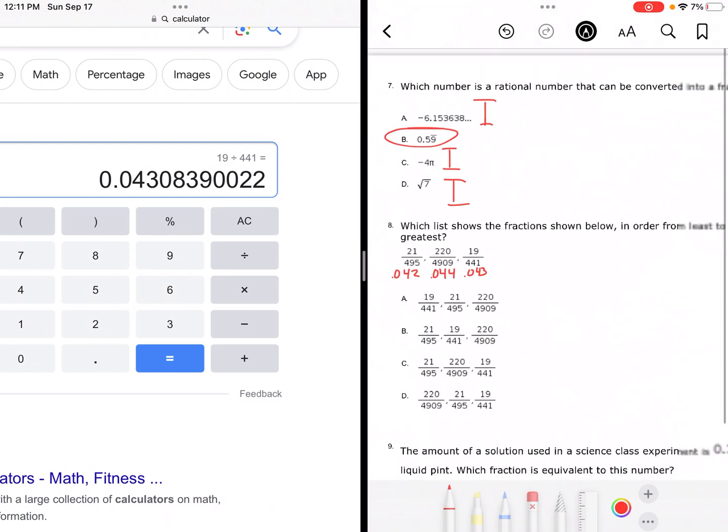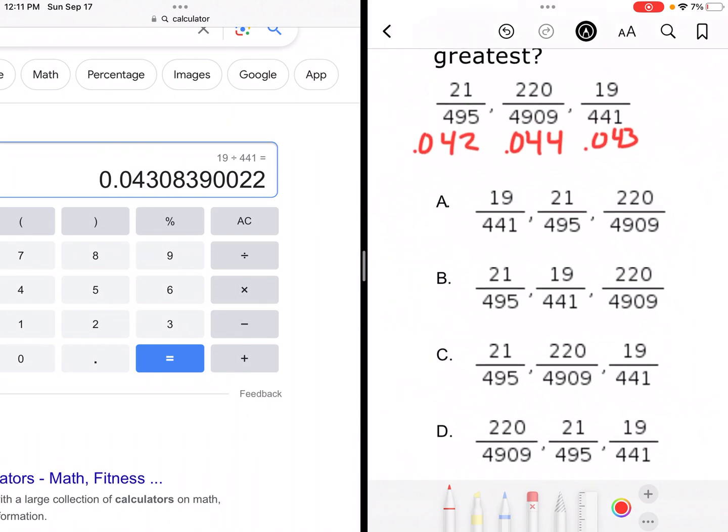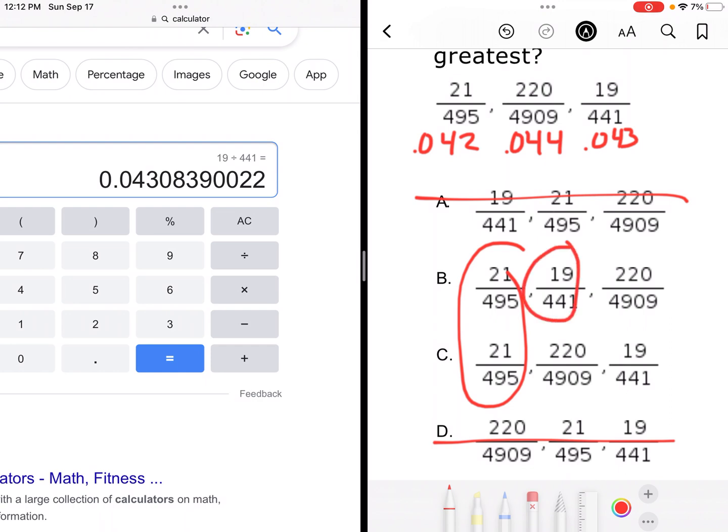And they want least to greatest. So that means I got to start with one of these two. And then I got to have the 19. And so it's got to be B.